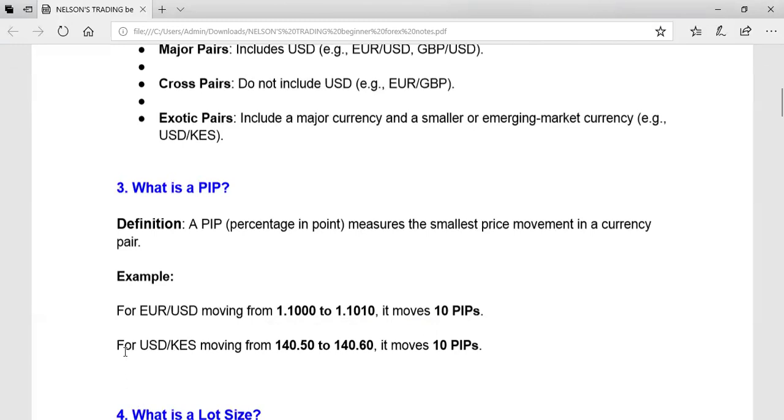For example, again, we say USD versus Kenyan shilling. So moving from 140.5 to 140.6. So we say 140.6 minus 140.5. It moves 10 pips. So that is what we call pips in Forex trading.